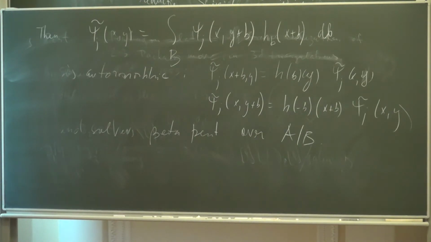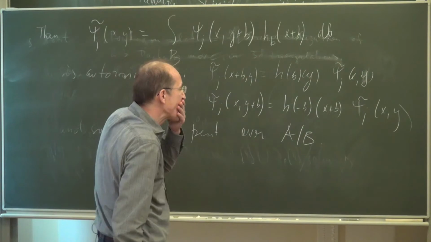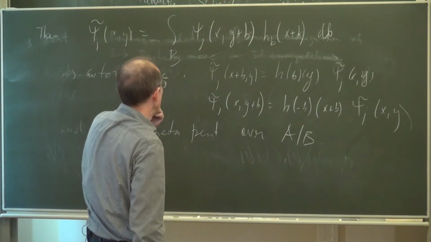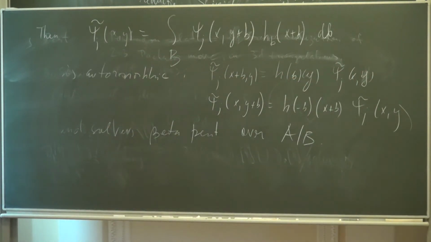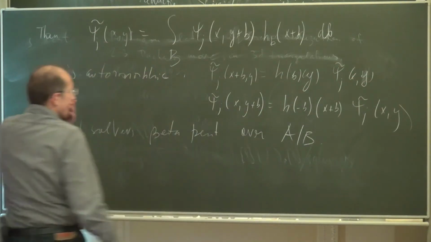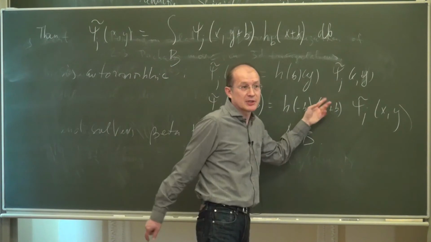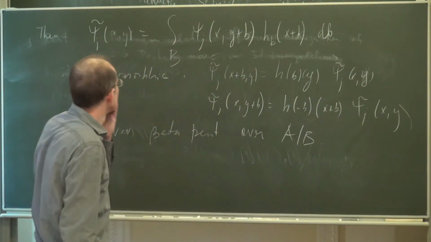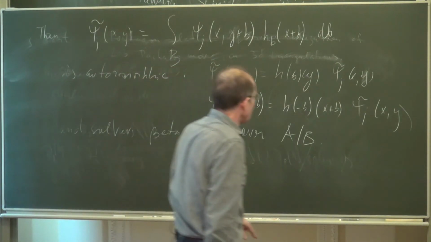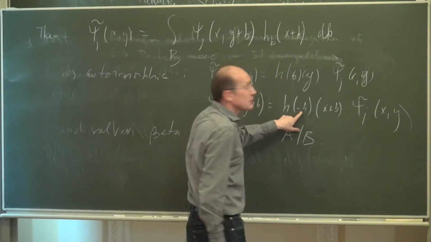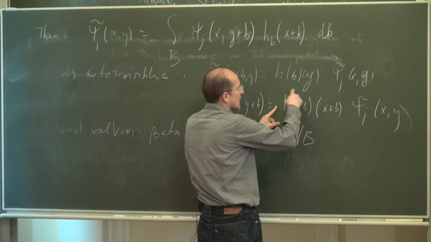H is defined on B, but x plus b is not necessarily in B. No. H comes from the Pontryagin dual of A, so it can be calculated on any element of A. But B also sits as a subgroup, so it makes sense. This is H of b, evaluation of H on b first. So this is a character.